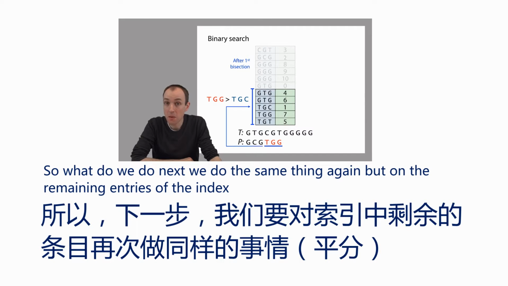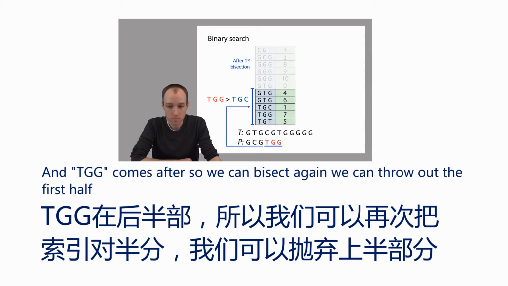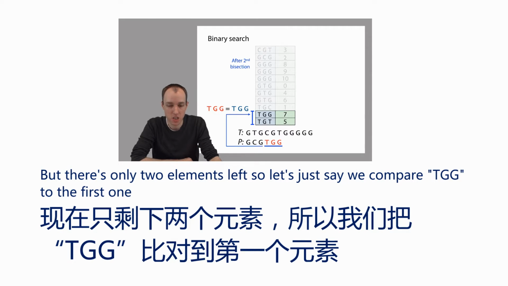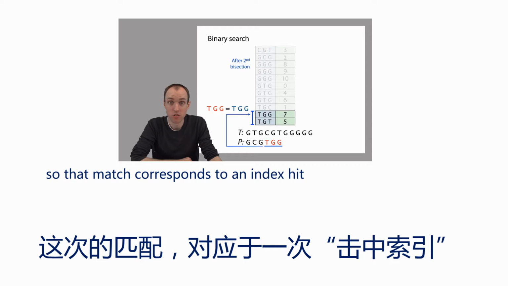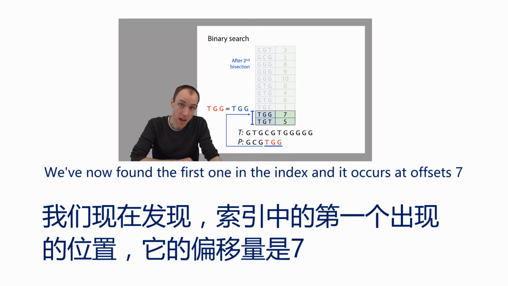So what do we do next? We do the same thing again, but on the remaining entries of the index. We can compare TGG with the middle k-mer here, which is TGC. And TGG comes after, so we can bisect again. We can throw out the first half. And finally, we can compare TGG to the middle element that we have here, but there are only 2 elements left, so let's just say we compare TGG to the first one, and we find that that's a match. That match corresponds to an index hit. We wanted to find offsets where TGG occurs. We've now found the first one in the index, and it occurs at offset 7.